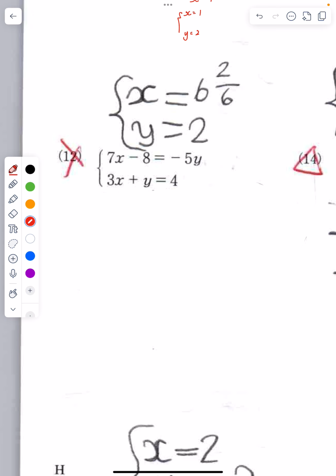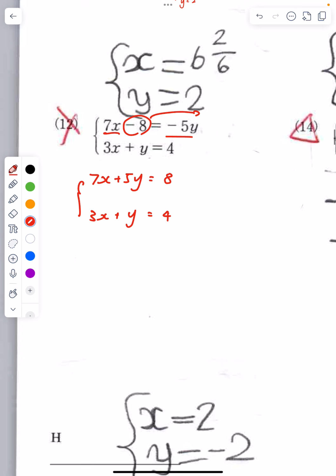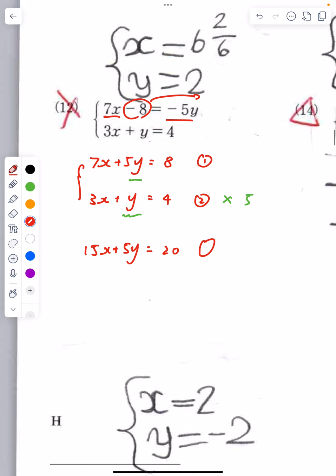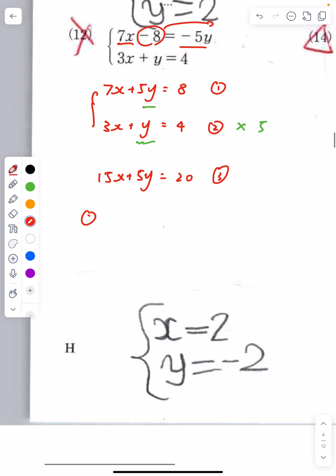So first I want to move my 7x and negative 5y together, and also move the negative 8 to the right side. So this will be 7x plus 5y equal to 8. On the bottom, we have 3x plus y equal to 4. Once that's ready, I can call this 1 and call this 2. I can multiply this one by 5 because I want to get rid of the y, right? So I have 15x plus 5y equal to 20. And then I'll call this number 3, and I will use number 3 minus number 1.